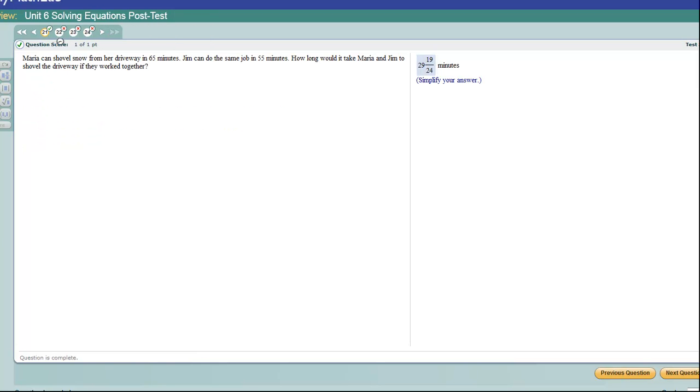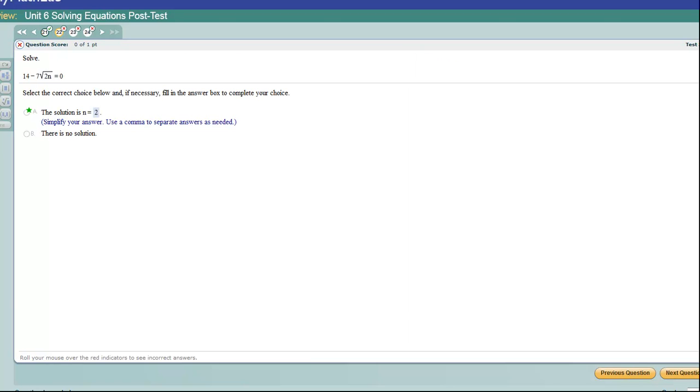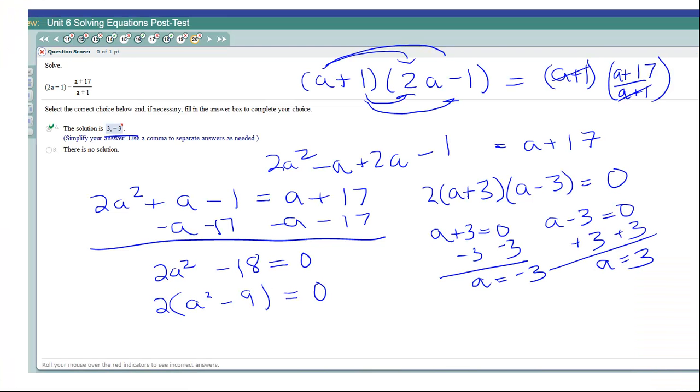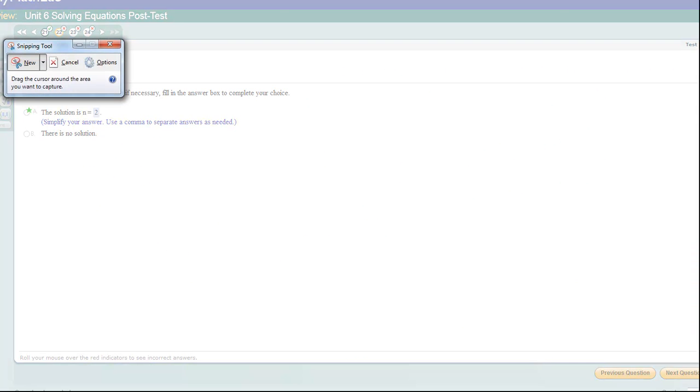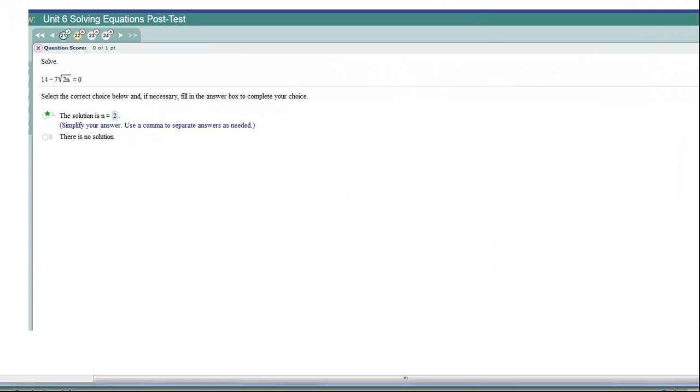21 you got right, that looks good. And then 22, B. Okay, I did this one earlier with a student on the phone. So I tell students, think of this as being similar to an x, or whatever the variable is of choice. Go ahead and pretend it's just 14 minus 7x equals 0. And what would you do here?